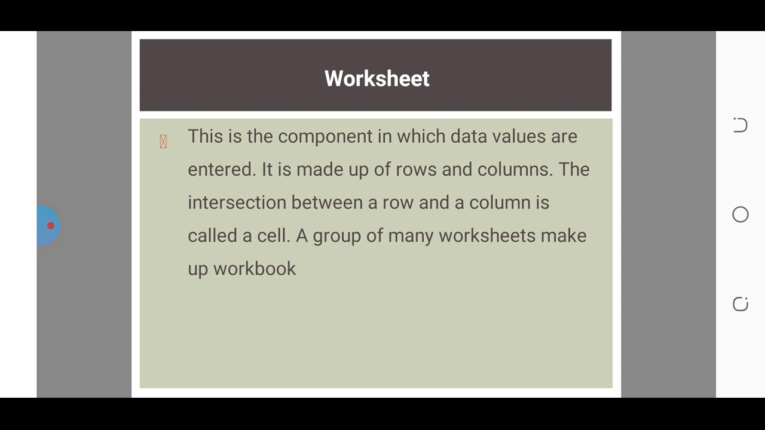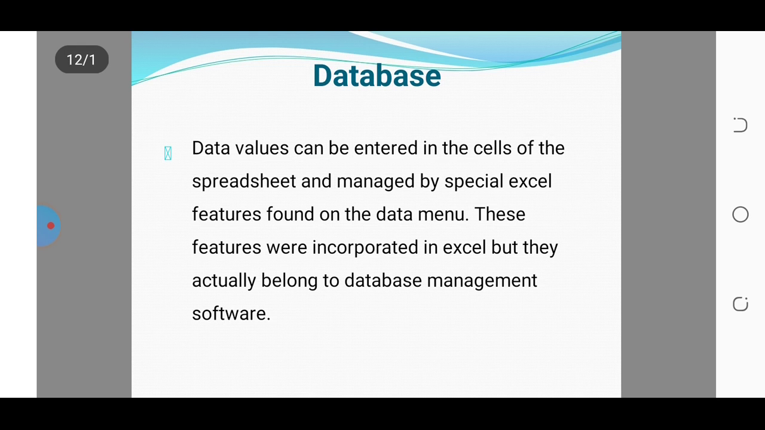And this worksheet is just a component in which you're going to enter your values and carry on the calculations as you want. Then, as we said, a worksheet is made up of rows and columns. These rows and columns intersect, and the intersection between the two is called a cell. And then the group of worksheets we've seen before is called a workbook.